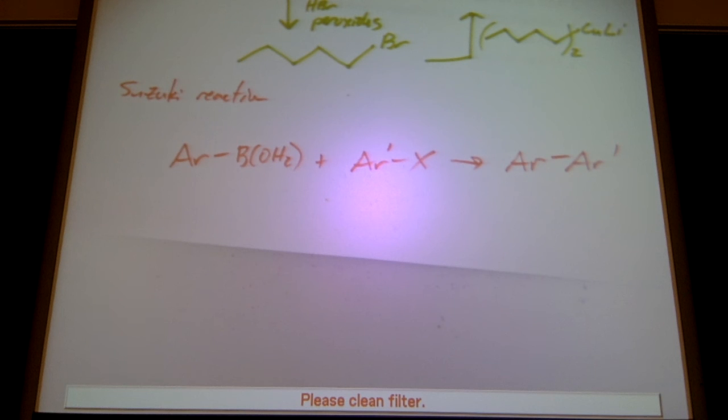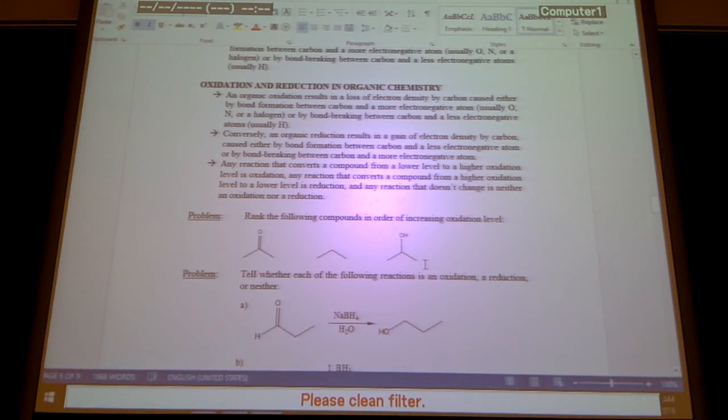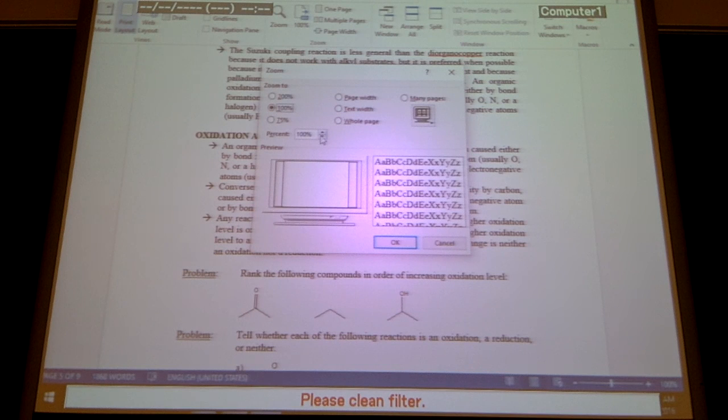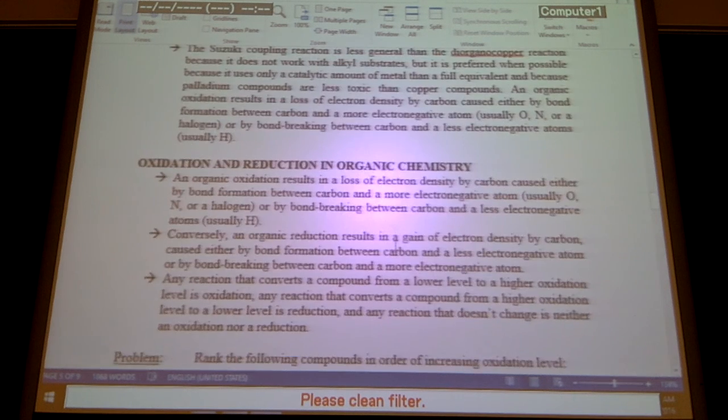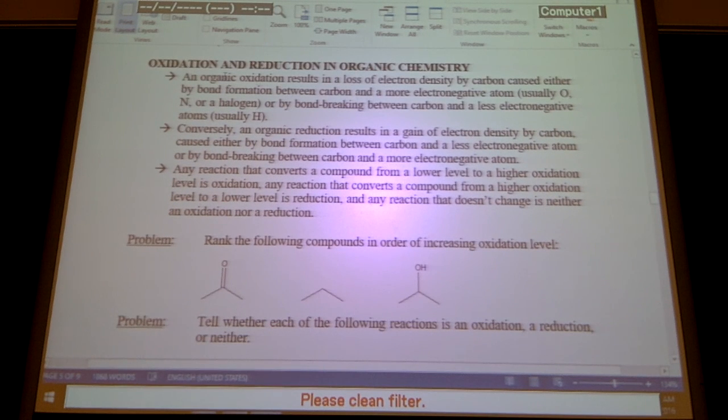So the last thing in the chapter deals with oxidation and reduction in organic chemistry. So organic oxidation results in the loss of electron density by carbon, caused either by bond formation between carbon and a more electronegative atom or by bond breaking between a carbon and a less electronegative atom, usually hydrogen.